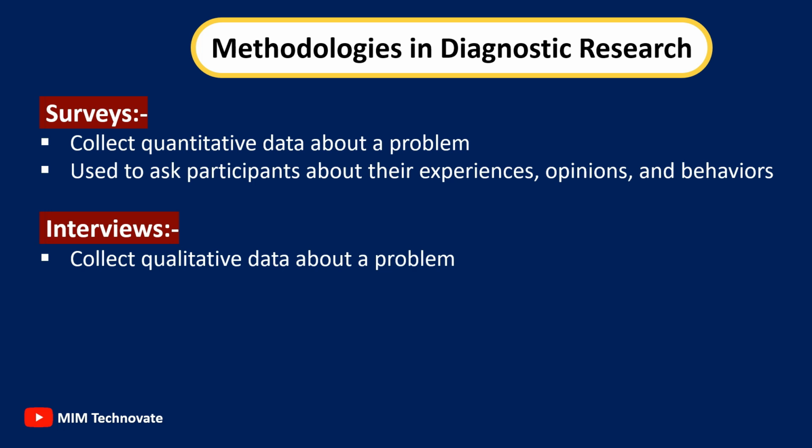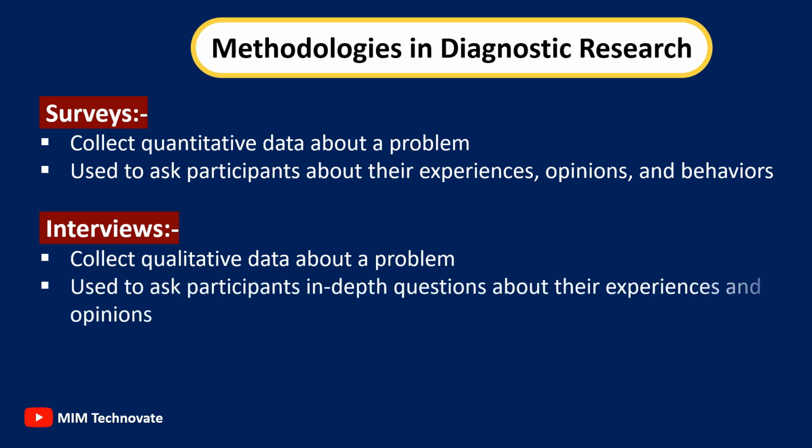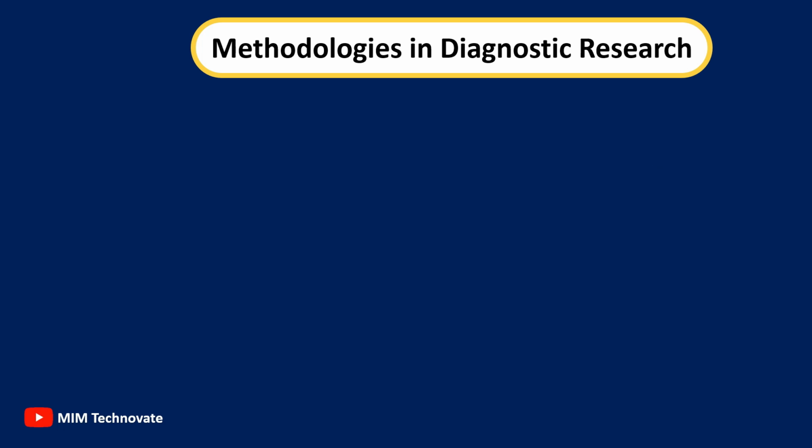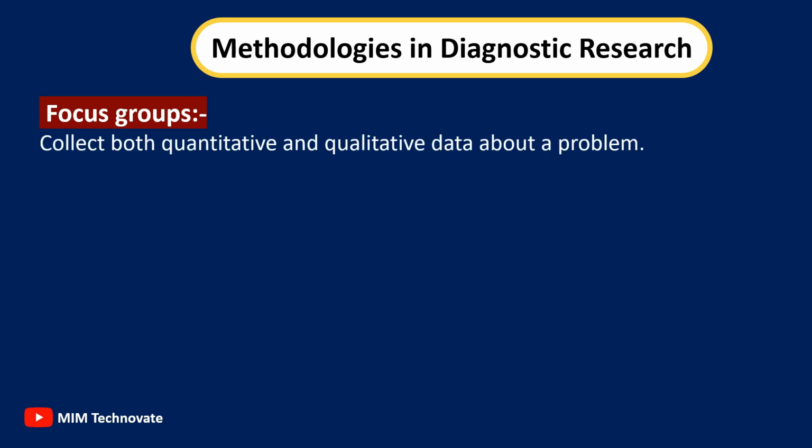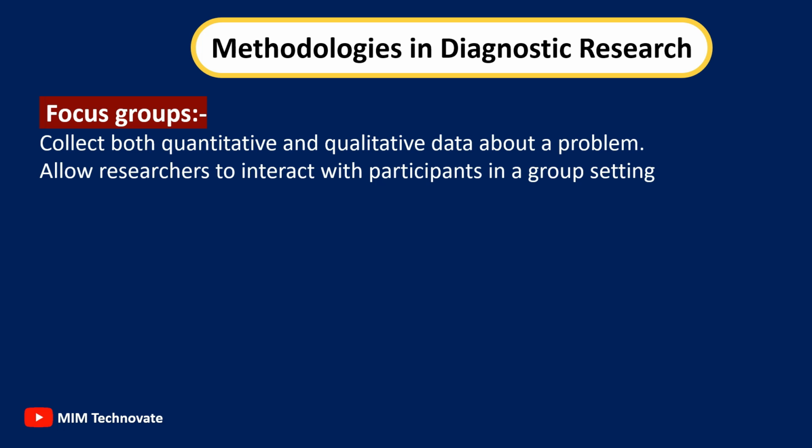Interviews. Interviews are a good way to collect qualitative data about a problem. Interviews can be used to ask participants in-depth questions about their experiences and opinions. Focus groups. Focus groups are a good way to collect both quantitative and qualitative data about a problem. Focus groups allow researchers to interact with participants in a group setting.